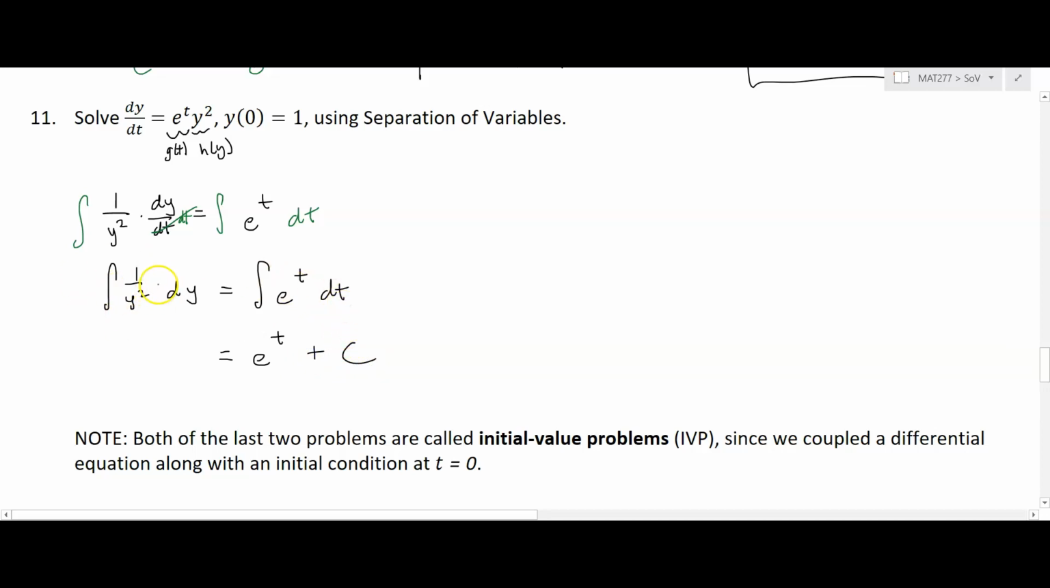Now 1 over y squared, you kind of have to write that as y to the negative 2 dy, and then you could use the power rule. But I also want to share with you, I'm not a big advocate of doing a ton of integration by hand, so you are welcome to use Wolfram Alpha on this. And let me go ahead and show you how you would compute an integral using Wolfram Alpha.